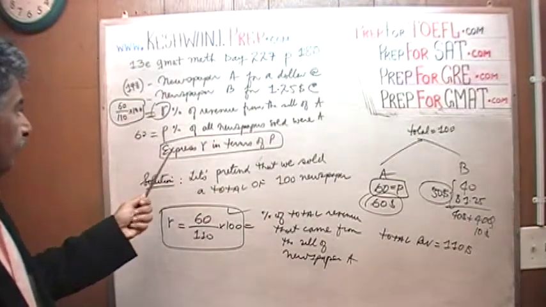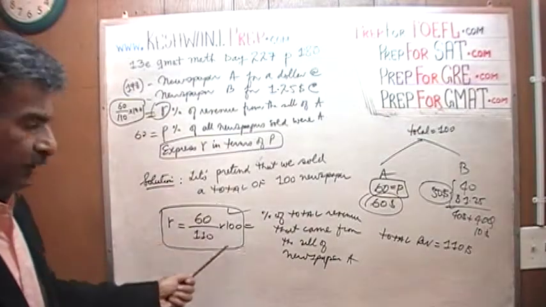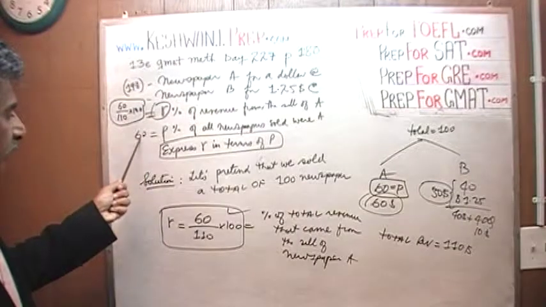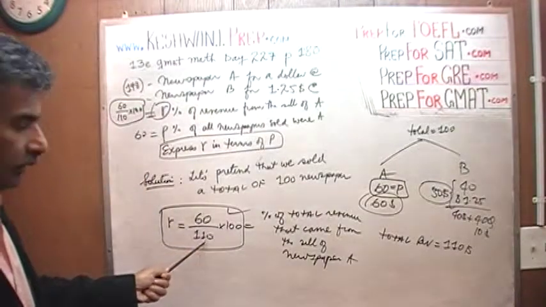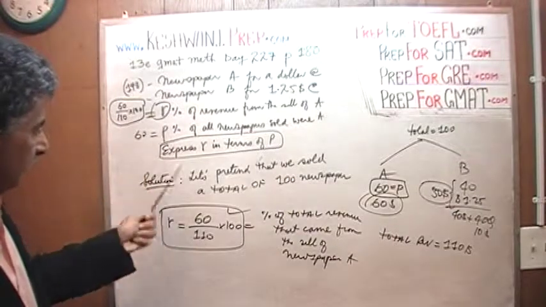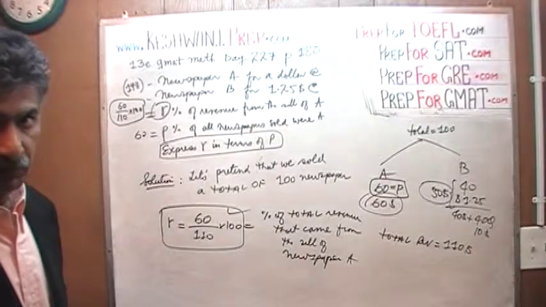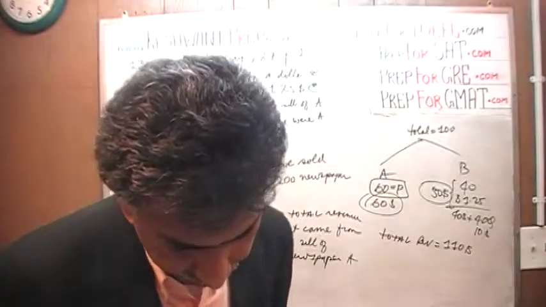The question is, we have to express R. This is our R. Embedded in it is some value of P. P is 60. You see, there is your P. So with P as 60, it's just going to be P times 100 over 110. In other words, 100P over 110. Do you find any answer choice that says 100P over 110?